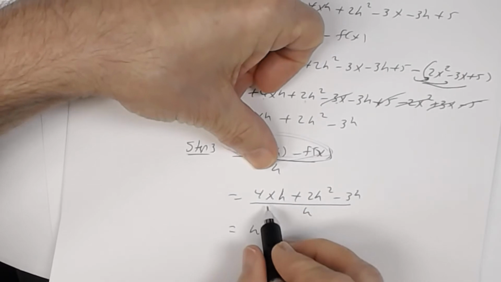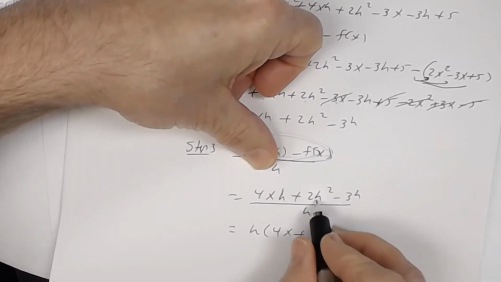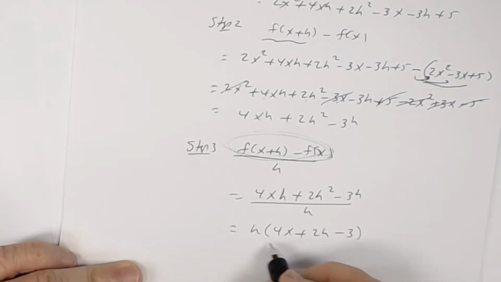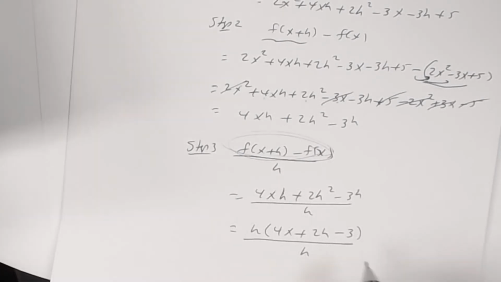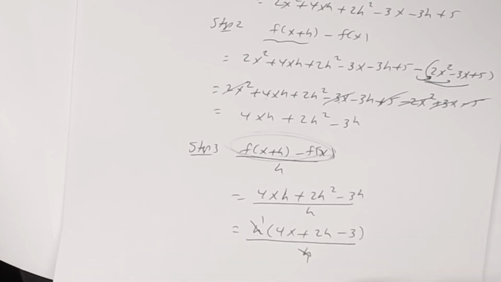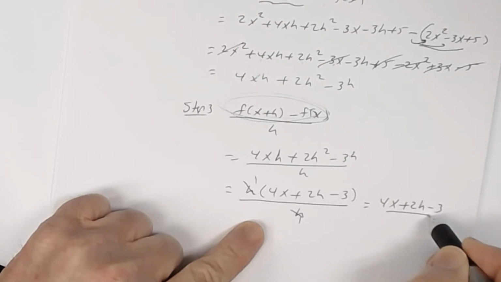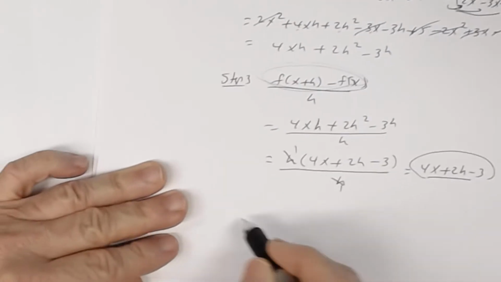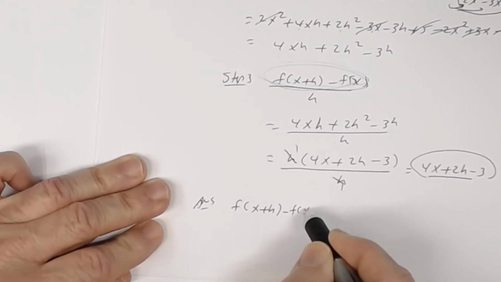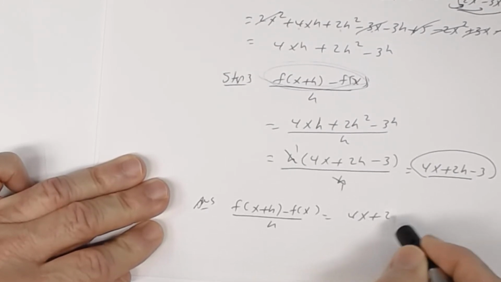So when I factor out the h, I get h times 4x plus h times 2h is 2h squared minus h times 3 is negative 3h, all divided by h. And then just like they reduced here, these now reduce. And then your answer is 4x plus 2h minus 3. That's your answer. So the difference quotient, f of x plus h minus f of x divided by h, equals this right here, 4x plus 2h minus 3.